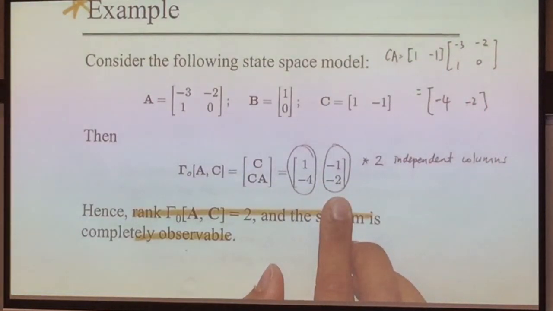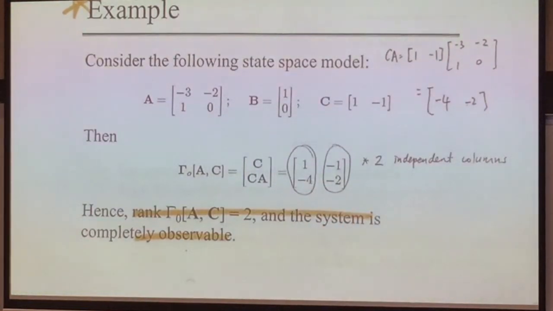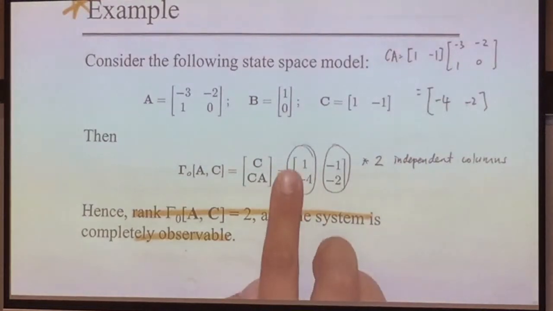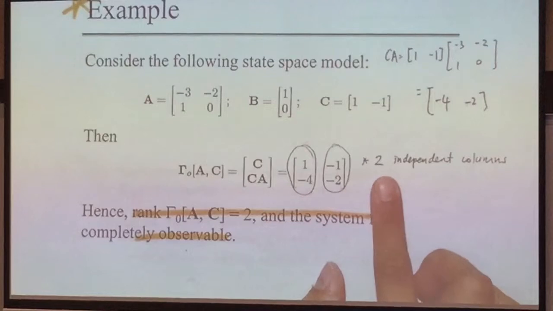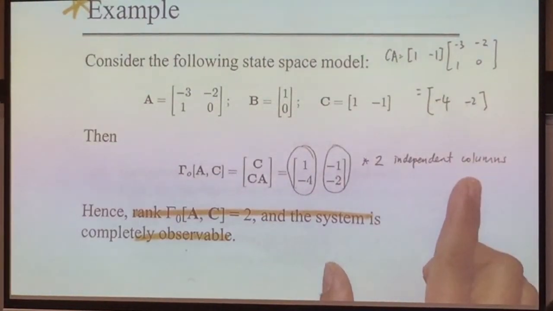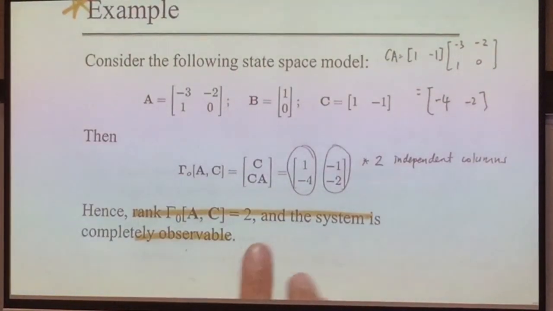Check the columns. Okay? So the first column is 1, minus 4. The other column is minus 1, minus 2. So obviously there are two independent columns. Okay? So the rank is full and the system is completely observable. Okay?